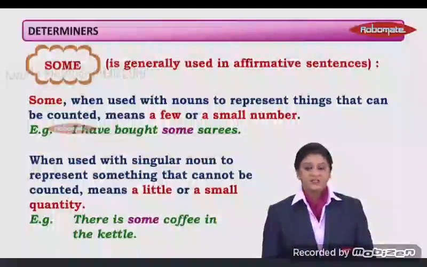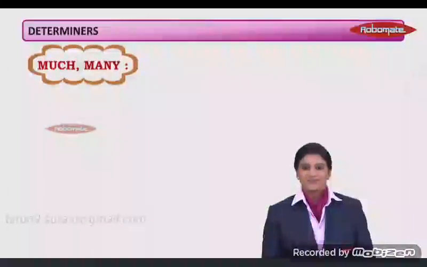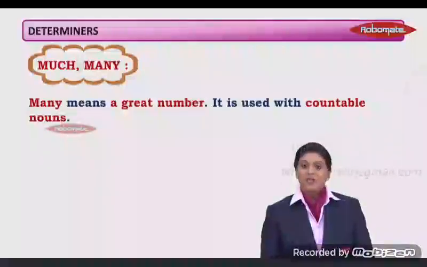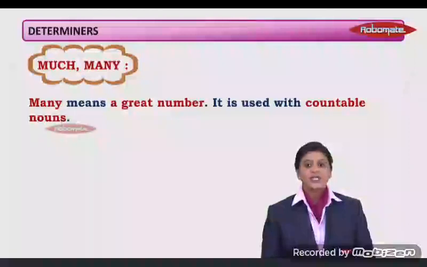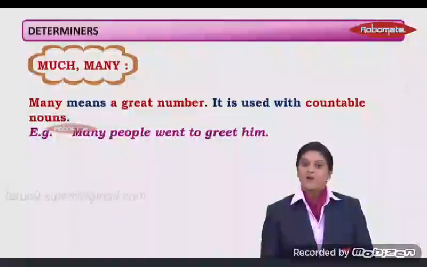Let us go to the next set of determiners, that is many, much. Now, both of them are almost similar with minor differences. Let's have a look at many first. Many means a great number. It is used with countable nouns. Now, first of all, let's take an example to understand this. Many people went to greet him.